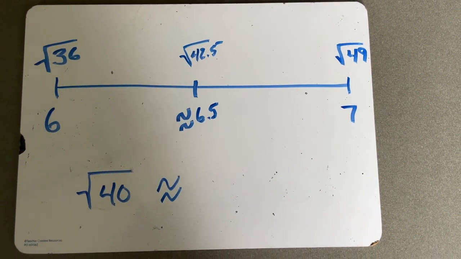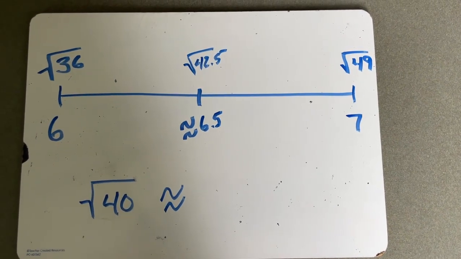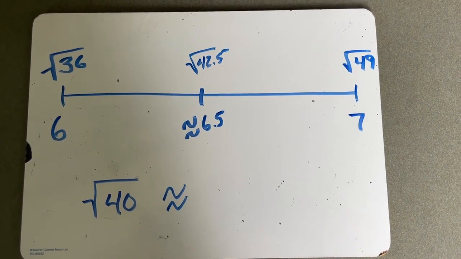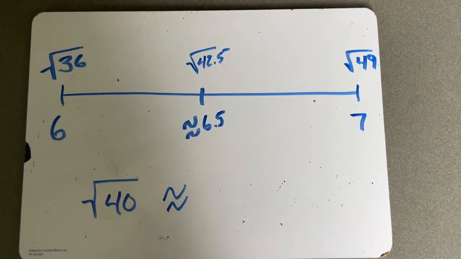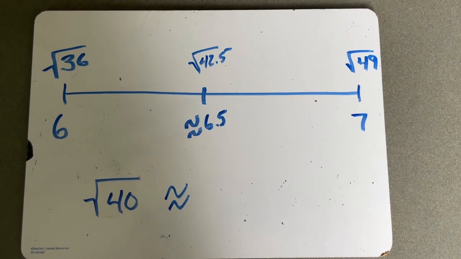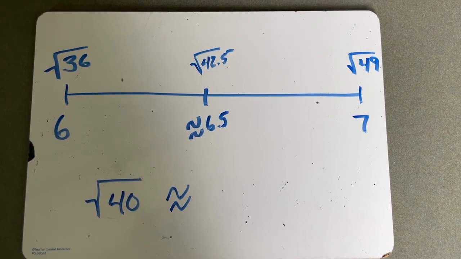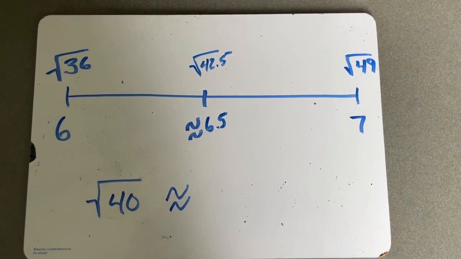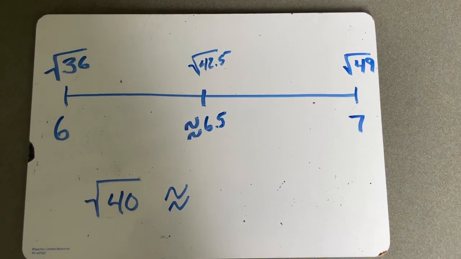So we looked at a number line, a double number line, and we said that if we have a number like 36, the square root of 36 is equal to 6. And for a perfect square like 49, the square root is 7. We're all good with that. Everyone was fine with that.